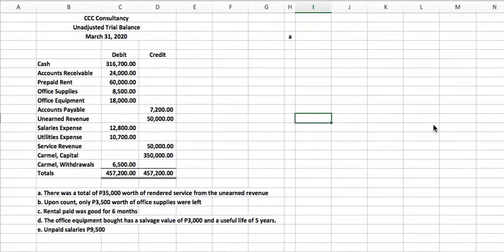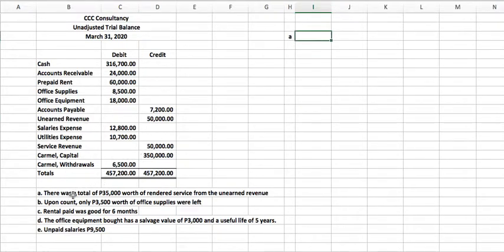So we'll answer another set of problems for adjusting entries. Here is an unadjusted trial balance of CCC Consultancy, and these are their account titles. Below, we are given the additional information for adjusting entries, so we will make adjusting entries for each. All right, so let's start.